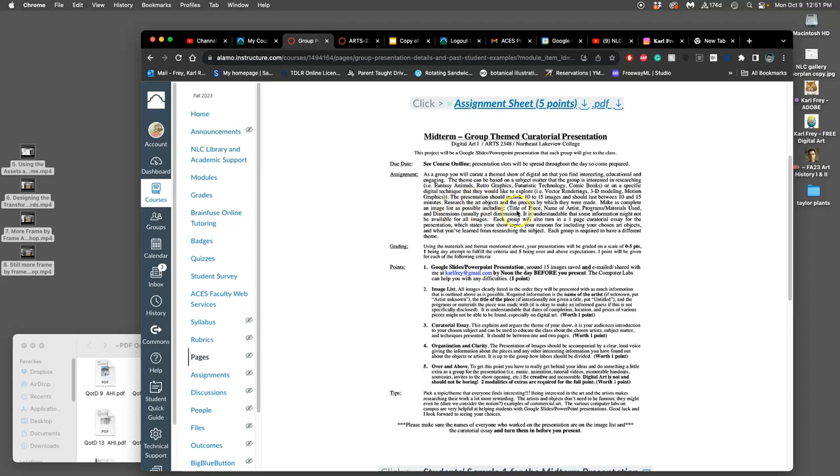The presentation should include 10 to 15 images. That means digital artworks that you show the class, and should last between 10 and 15 minutes. We do not want to go over 15 minutes. Research the art objects and the process by which they were made. So you don't want to show us things that you have no idea about, that you just thought were cool. You want to show us things that you've found out, you know, who the artist was, what programs made it, and can make at least educated guesses about the various information you want to include with your images.